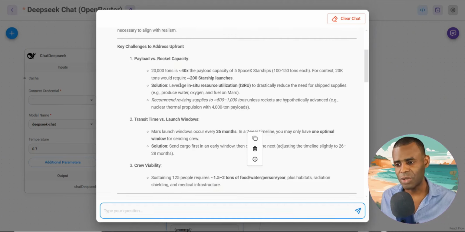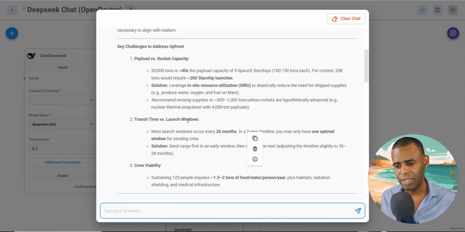And so it's probably unlikely that even with SpaceX Starships they would be able to take our 20,000 tons. It says, for context, 20,000 tons would require 200 Starship launches. And so its solution was to leverage in situ resource utilization, which is basically, I believe, pre-positioning supplies before you actually get there. That's actually pretty cool.